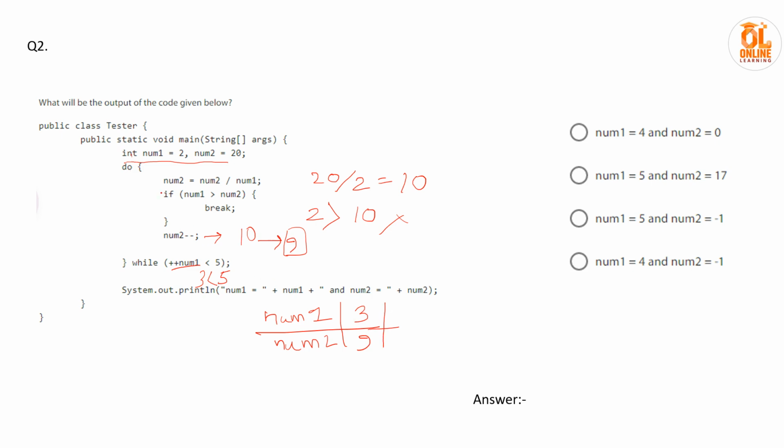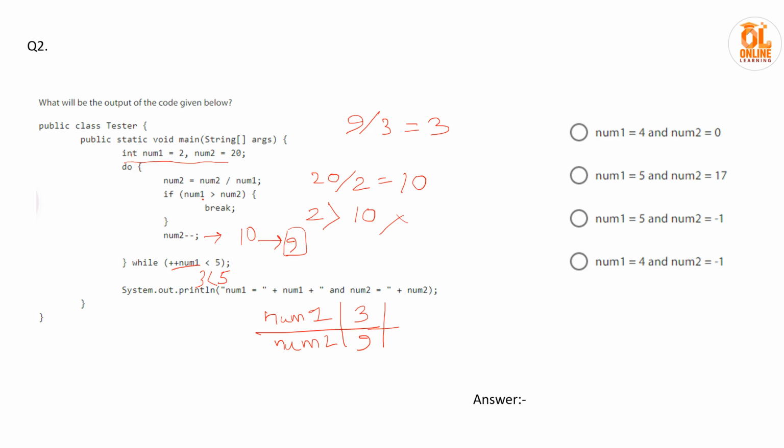Now again, num2 divided by num1. Num2 divided by num1 will be 9 divided by 3. It will become 3. So num2 will become 3.